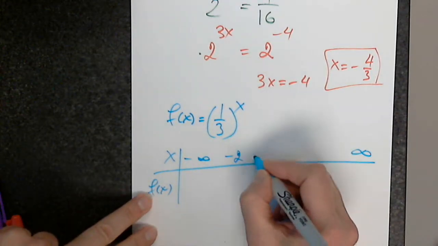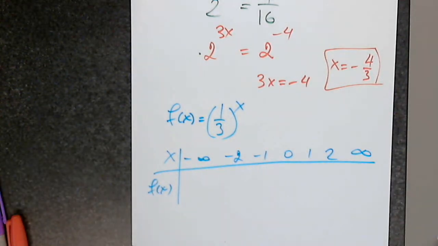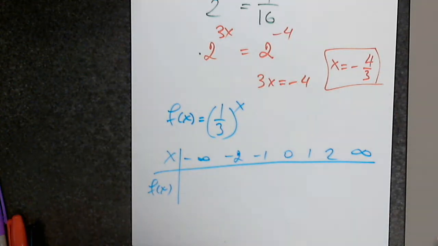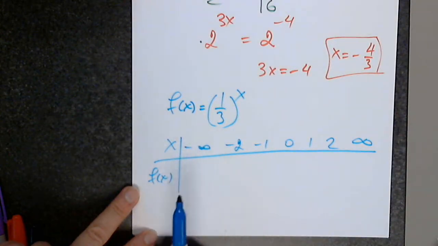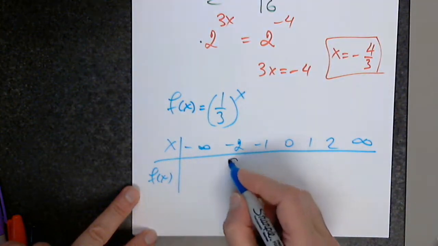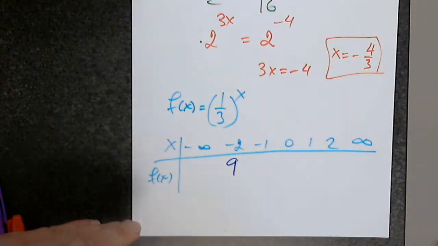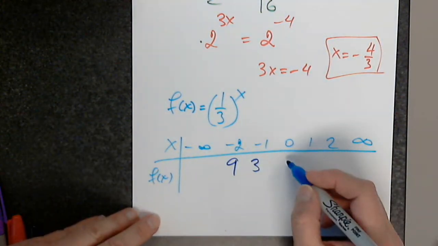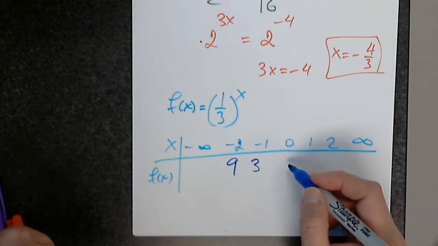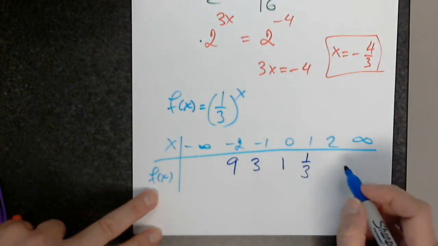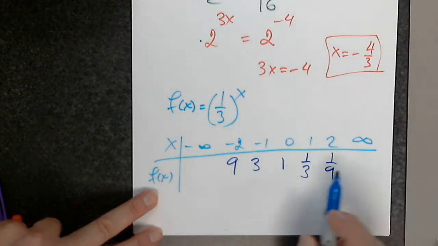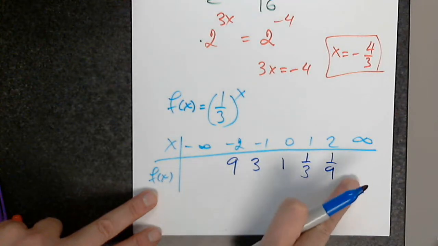So now let's plug in -2, -1, 0, 1, and 2. And let's see what we get. When the exponent is negative on a fraction, the fraction has to be flipped. It would be 9. And -1. Any number raised to 0 is 1. Perfect. And then 1/3. Yes? Perfect. Which way are we going? Which direction is this?